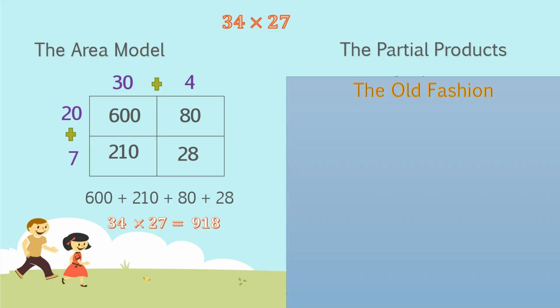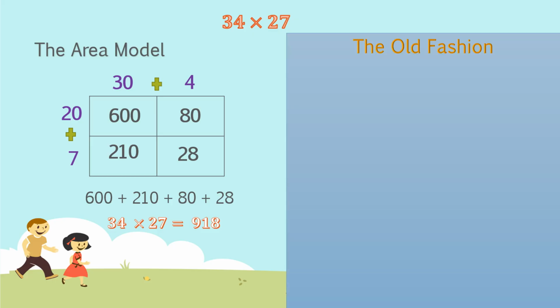Now, if we really have to, we could go and look at the old-fashioned way. I mean, you might be thinking, why are we learning all of these new things? Because it's mathematically correct. It's conceptually shown, right? But let's just take a look at 34 times 27, the old-fashioned way.